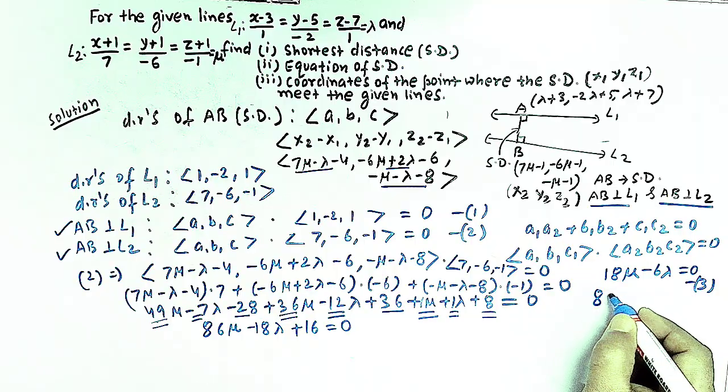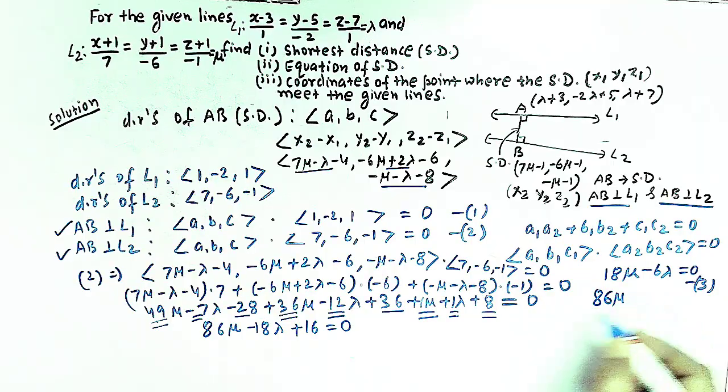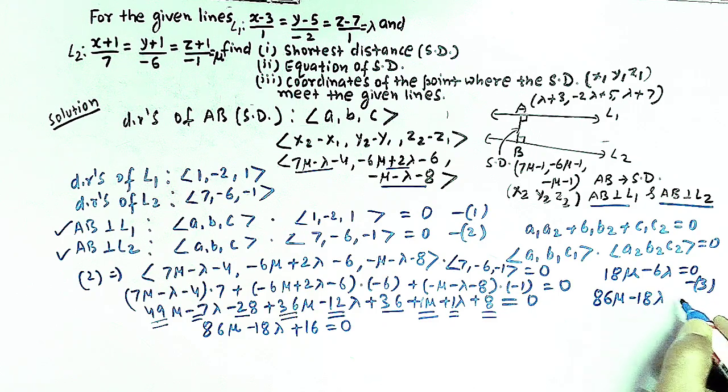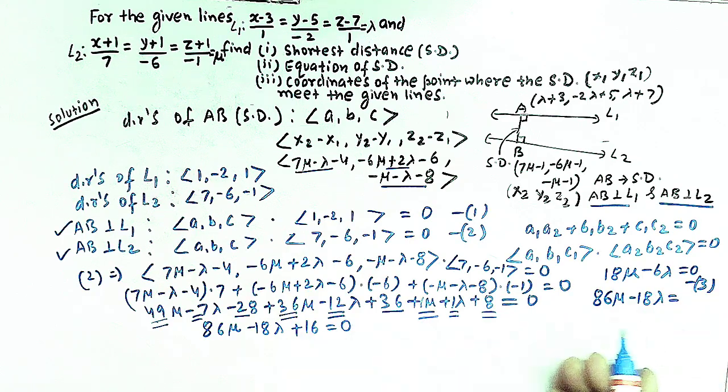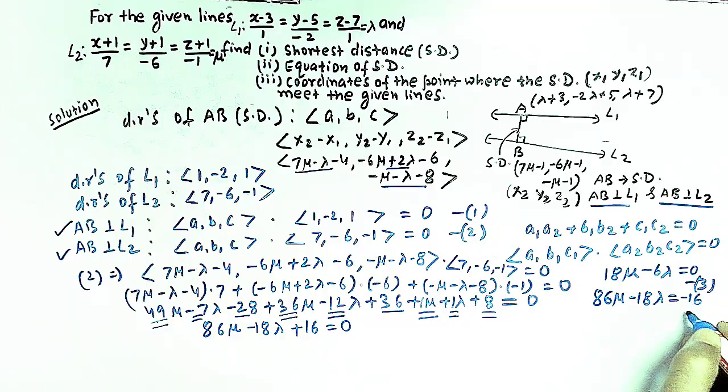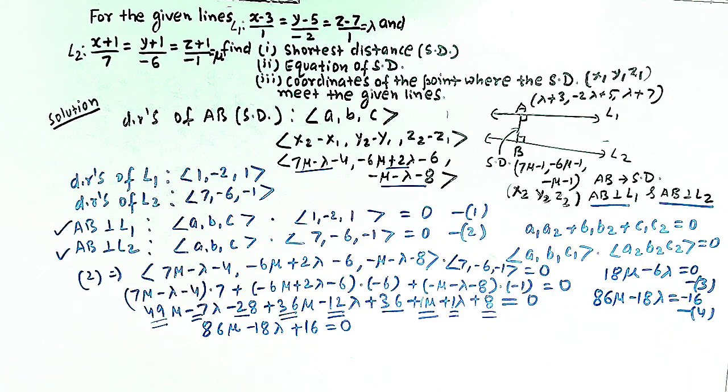So we have the second equation in mu and lambda, and here we can take this 16 to the right hand side. So we have minus 16. So this is our second equation, right? So now from these two conditions, we have obtained two linear equations in mu and lambda, and we can now easily solve these two equations by the usual methods. So here we can now solve these two equations by the method of elimination.